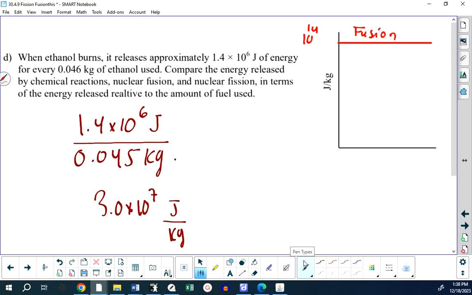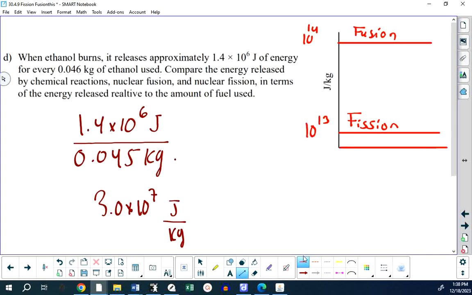10 to the 13 is fission, and 10 to the 13 is about a tenth of 10 to the 14 in terms of these numbers. That means fission is here at 10 to the 13. Where would 10 to the 7 be? You can't even put it on here. It would look like it's at 0. 10 to the 7 is 1/1,000,000th of 10 to the 13. So you would need to scale this so your bottom line is 1/1,000,000th of that distance between the fission and 0. So this is chemical. Nothing. It's hardly anything, right?